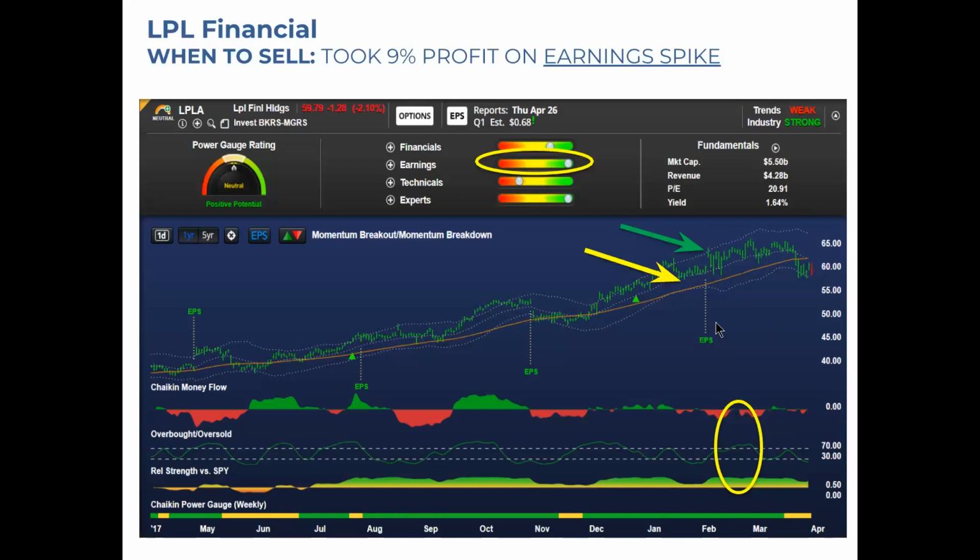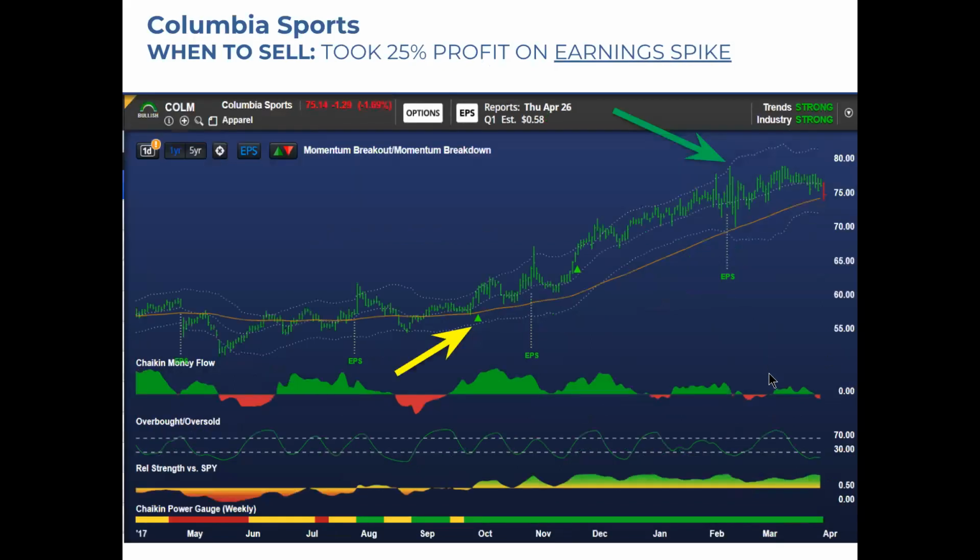But that just added to the argument to sell it when it spikes up above that upper volatility band. And in this case, from earnings as well. So let's look at another one, Columbia.